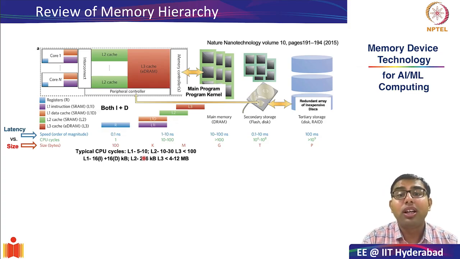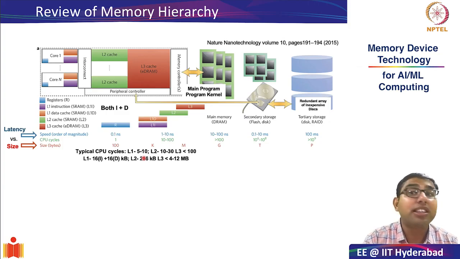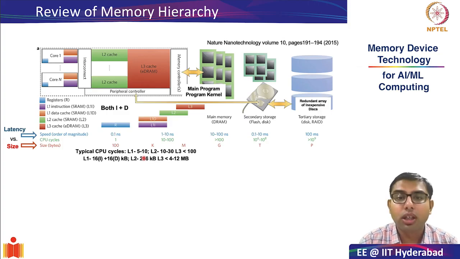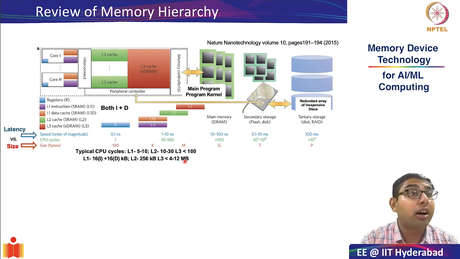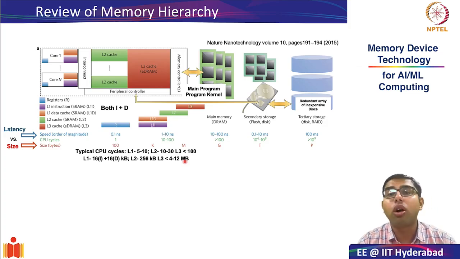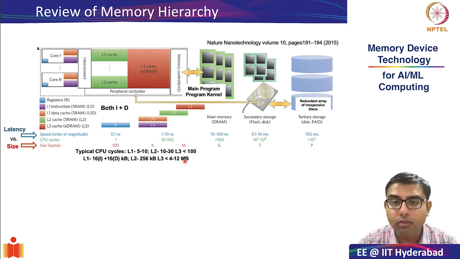Now remember that L2 and L1 caches are specific to individual cores. And therefore the L3 cache, which is a large bank or repository for very frequently used data, to be shared amongst all the cores, is quite large, and that is in the order of a few MBs.